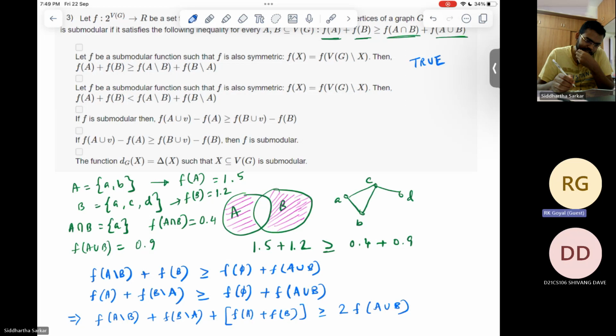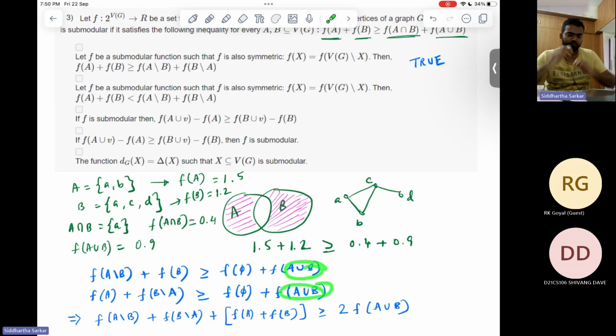Following this submodular property, f of a plus f of b should be greater than this thing. No, we have to think in terms of this. So f of a plus f of b, clearly. Now this 2f, can we get something useful from here? We have to get f of a intersection b somehow into the picture. We have almost everything in place except that a intersection b thing.